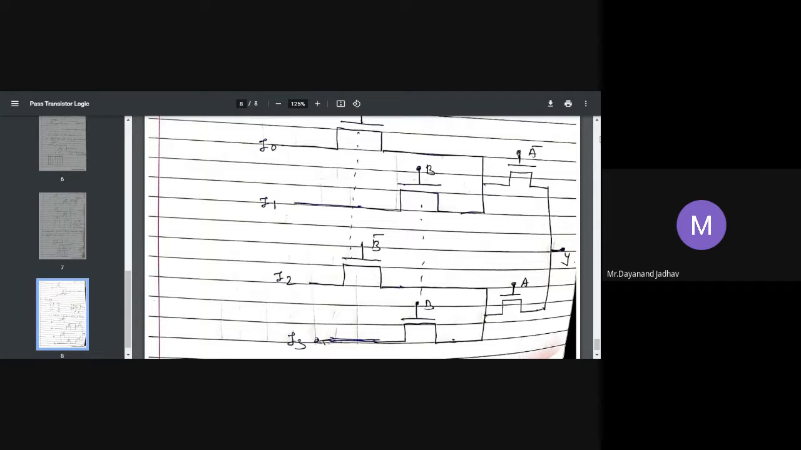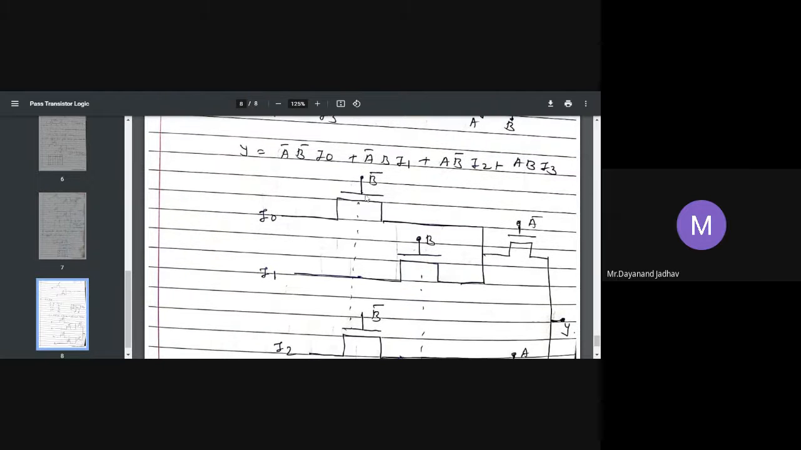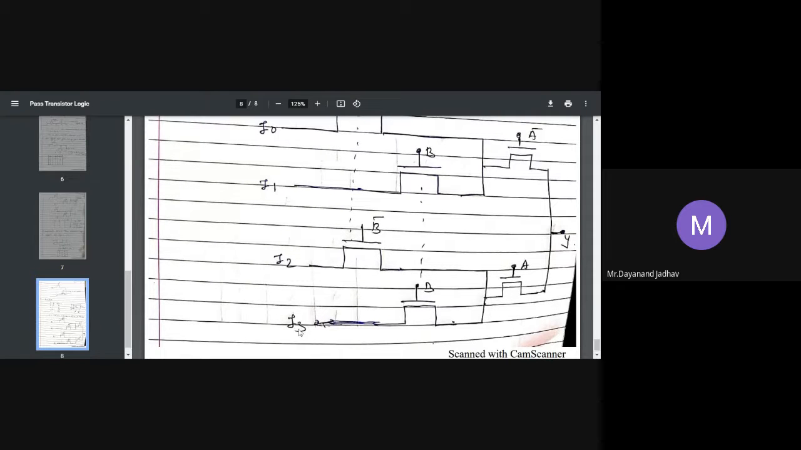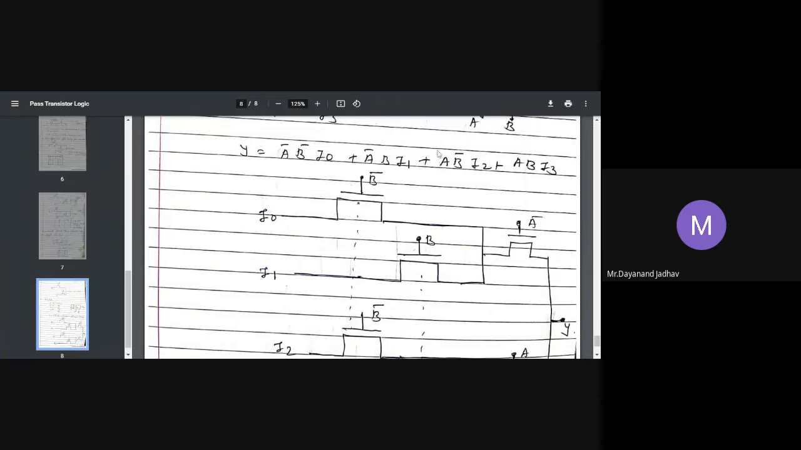When we implement this part, I0 B bar is there. So B bar is considered as one of the control lines, control signals. Therefore B bar I0. A bar is common, so afterwards we can consider B bar I0, B I1. Then here A is common, so B bar I2, and here next is B I3, by using this logic expression.